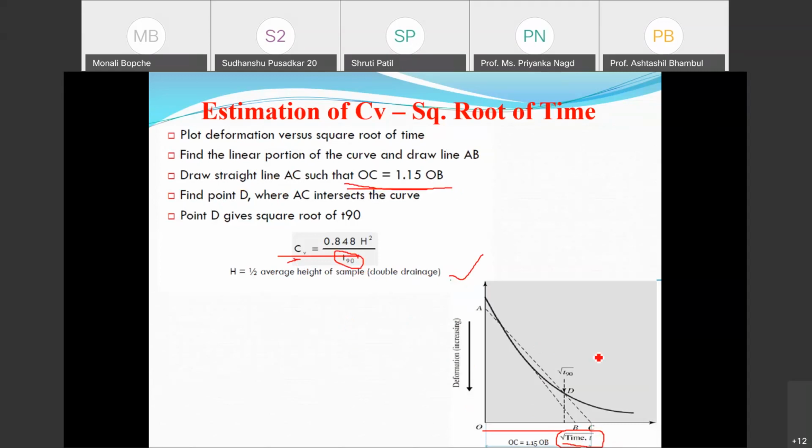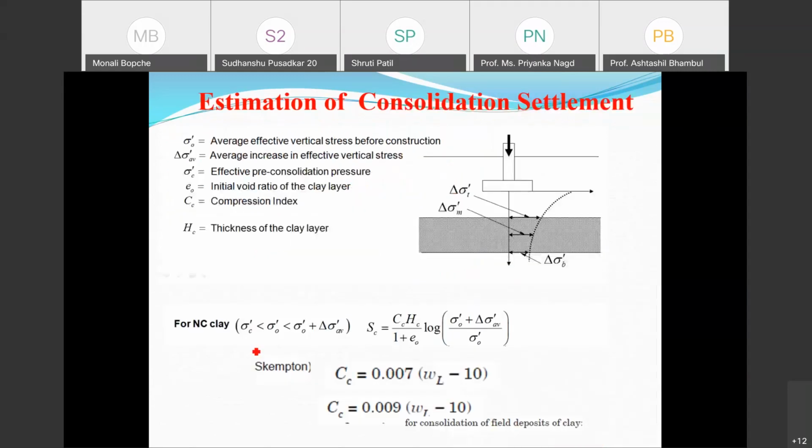First we draw this tangent line here. Another line is drawn with the abscissa 1.15 times OB, where OB is the tangent line drawn here, giving OC. Then we draw the line AC, and its intersection with the curve gives me the point, from which I get the square root of T90. I find T90 and get the Cv value. So this is another method.